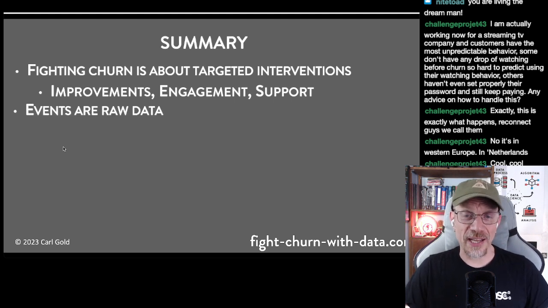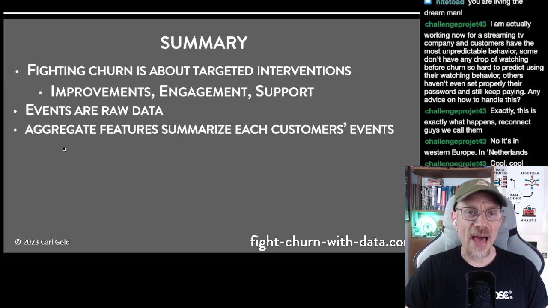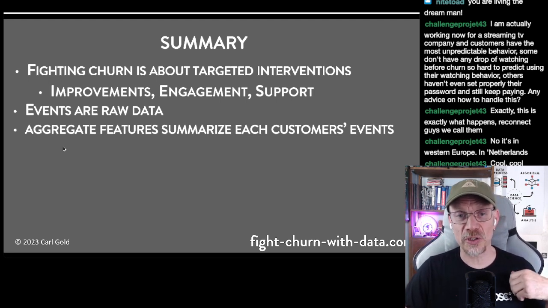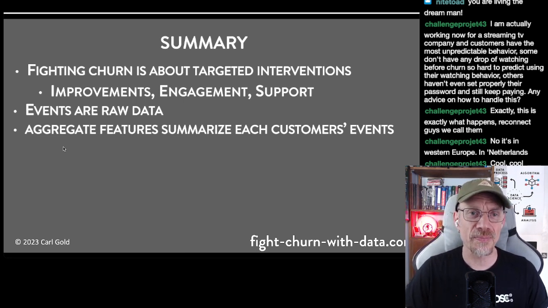Events are raw data. That's what we saw. We were definitely looking at the events. Aggregate features summarize each customer's events, and those are going to become the machine learning features when we actually make a machine learning data set, which comes later.